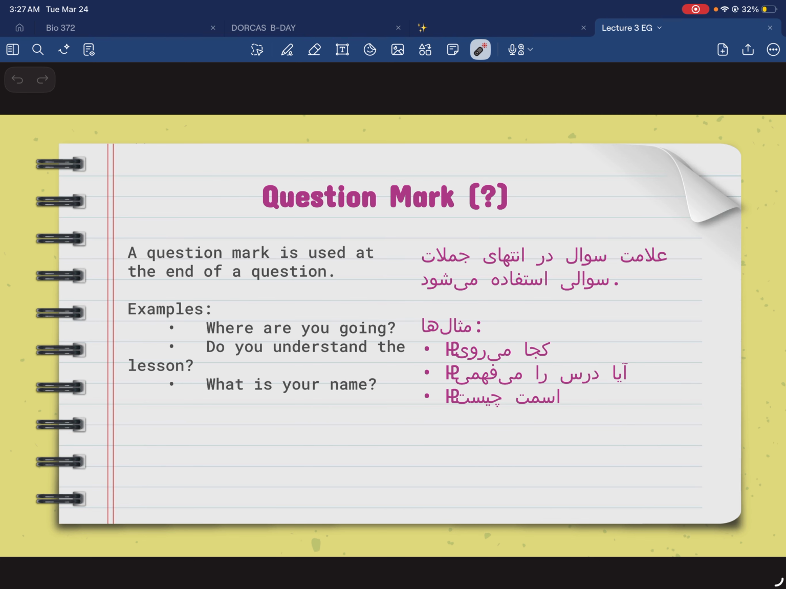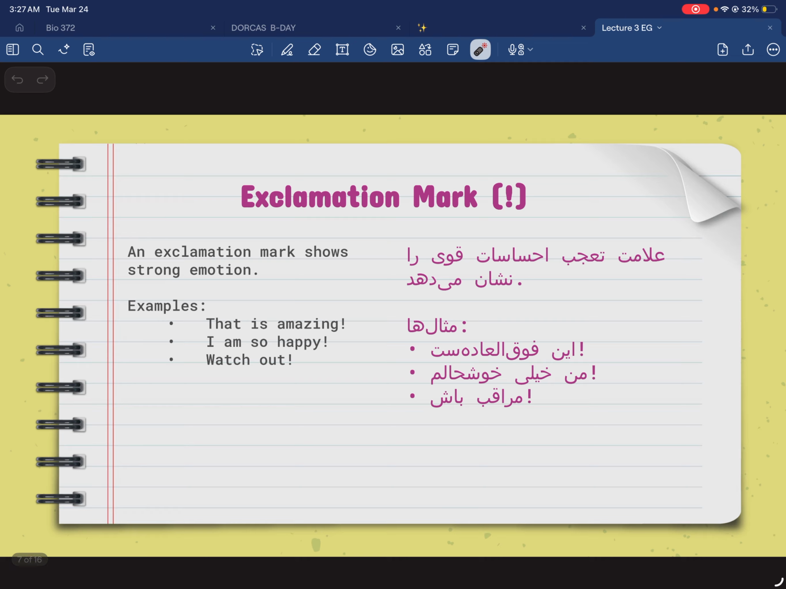All right. And then the next one is going to be an exclamation mark. An exclamation mark shows strong emotion. An example is, that is amazing! Exclamation mark. It shows that this person is very excited to say, this is amazing! I am so happy. Strong emotion of happiness. Watch out! Strong emotion of like warning someone. So this is like lecture 2 basically with types of sentences, but it's just going more into depth of punctuation.